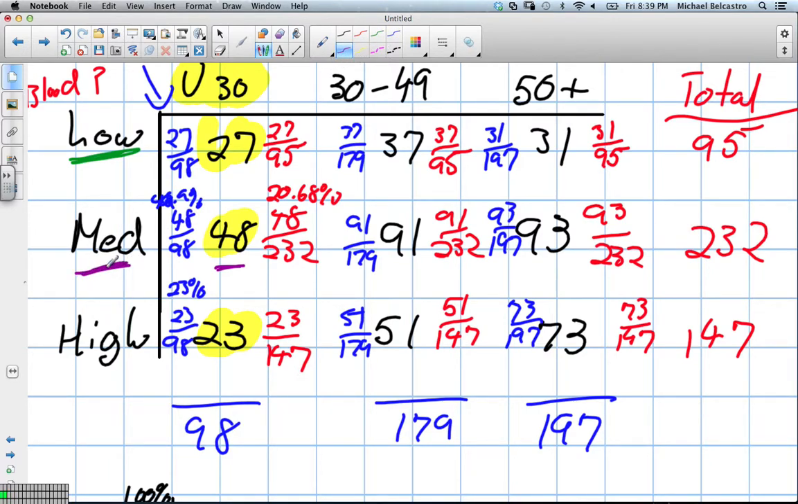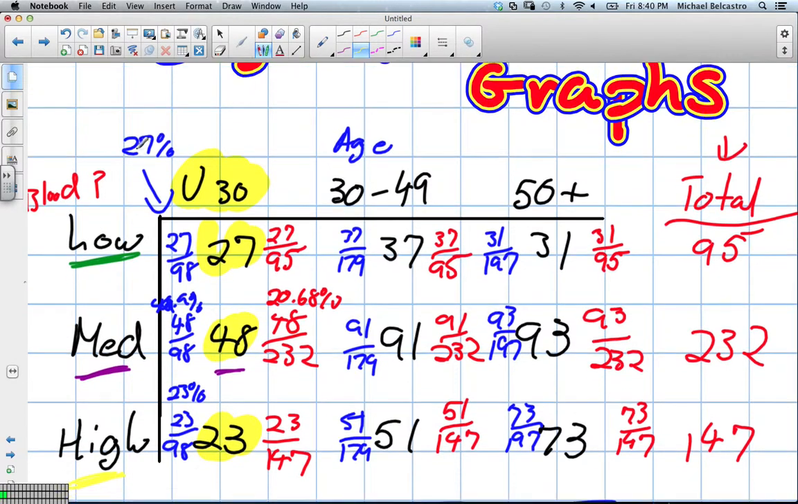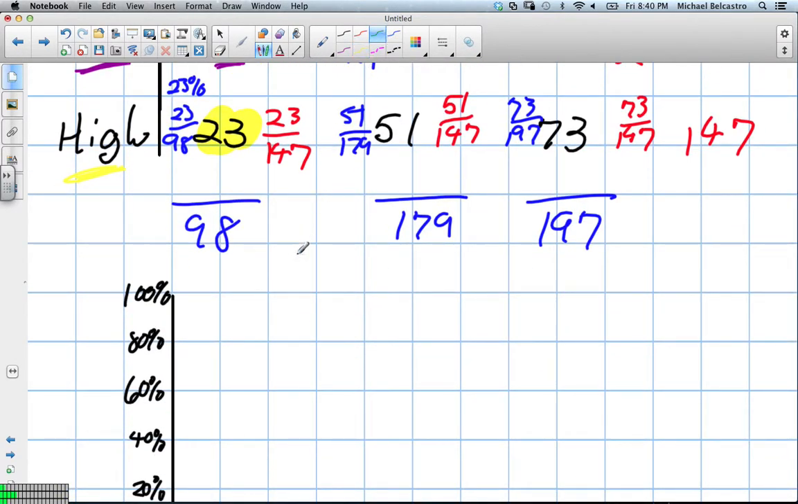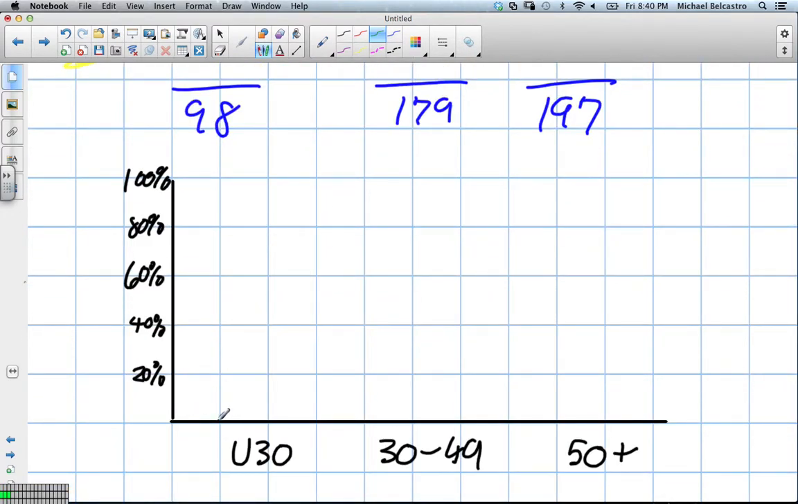Purple will be medium. And high, I guess in this case, we'll use yellow for high. Okay? So our low was 27%. So in other words, we go from here up to 27%. So I'm going to estimate that this is 27%. Okay? So I did this in green. This is 27%. Okay?